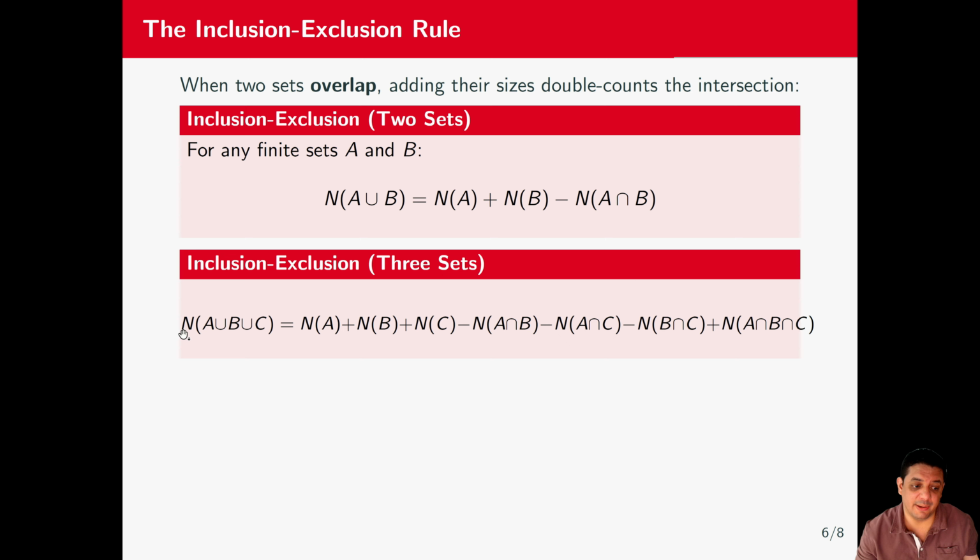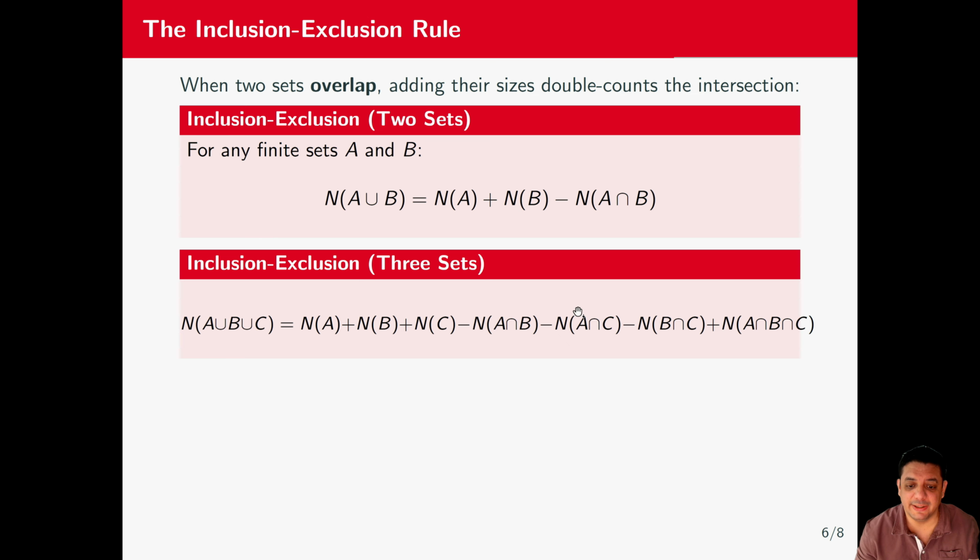The number of elements in the union of A, B, C is going to be the number of elements in A plus B plus C, minus each of the intersections: minus the number of elements in A intersect B, minus the number in A intersect C, minus the number in B intersect C, but plus the number of elements in A intersect B intersect C.